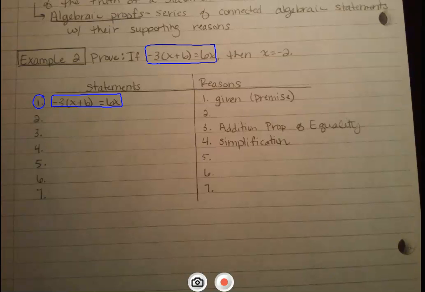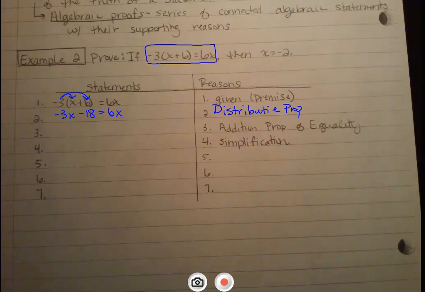All right, so then we need to come up with our next step. Well, let me erase this a little bit so it doesn't get too cluttered. Our next step would be to actually do the math. We're going to distribute. So we'd have negative 3x. Negative 3 times a positive 6 is going to be a negative 18. So minus 18 equals 6x. Well, we just did what property? The distributive. So that's our reason. We did the distributive property.